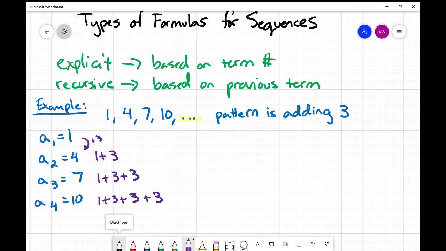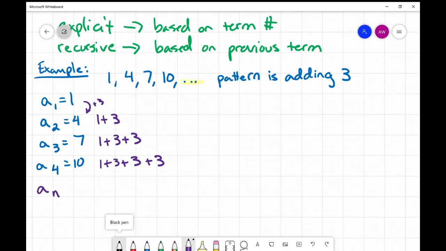So for any number, a sub n, some unknown number in this example, we would be able to show that by saying we're going to have the beginning 1 plus 3, because we keep adding 3. But how many 3's do we add? It's going to be n minus 1. So 1 time less than whatever number we are at. And this is an example of the explicit formula.